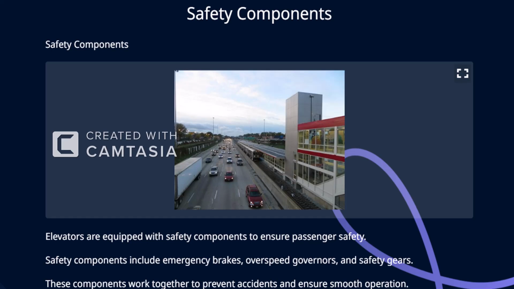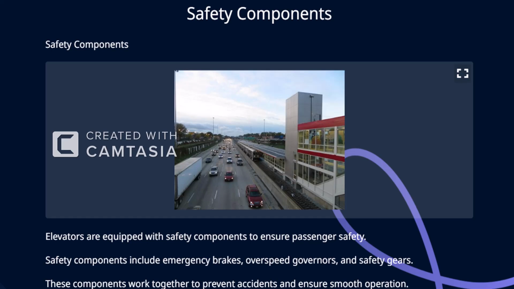Elevators are intricate machines, and the safety of passengers relies on several critical components working together. Let's start with the safety components. Emergency brakes. These are designed to engage if the elevator exceeds its normal speed or in the case of a malfunction, ensuring that the elevator stops safely.